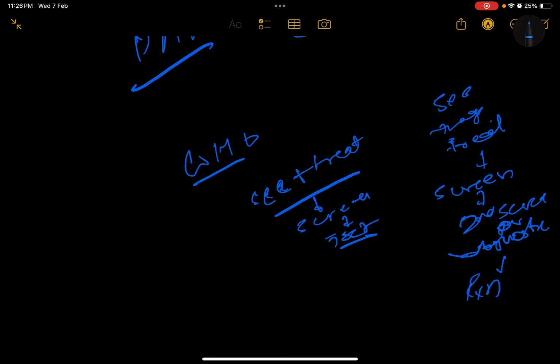Then what the WHO says in the see-and-treat approach is that if you're just screening, what should be the tests that you perform?